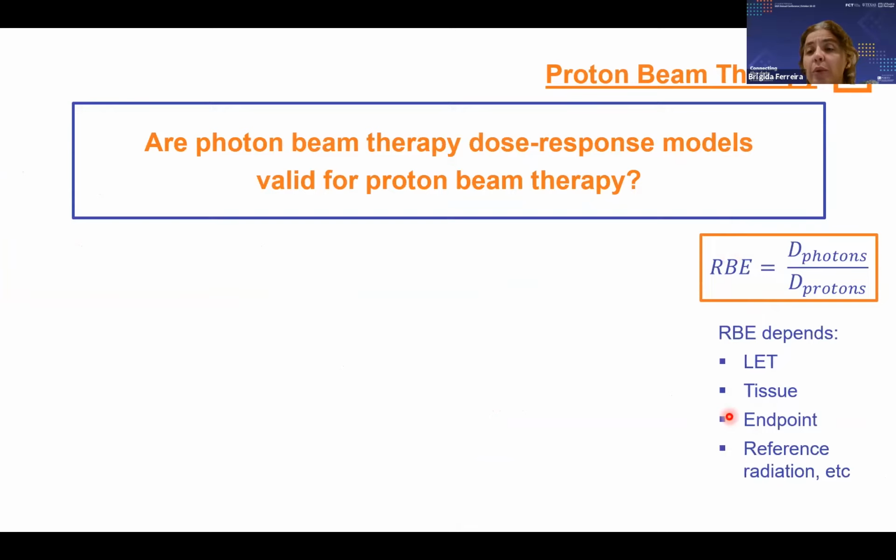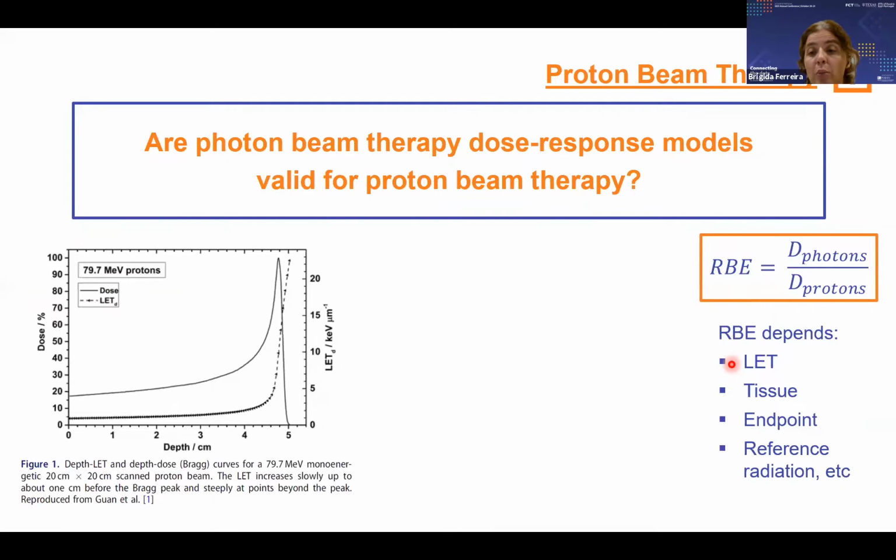And this is a very difficult value to obtain because it depends on so many variables. So I will only be talking here about LET. This is the shape of the dose distribution for a proton beam. And of course, we like this Bragg peak and this steep dose fall-off very much, because then it's very easy to spare all the organs that are behind the tumor.